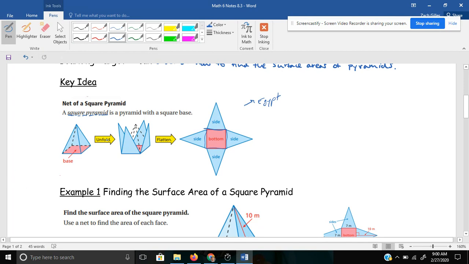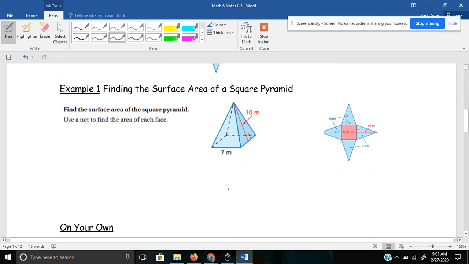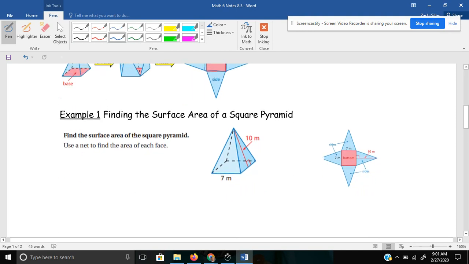When you unfold it and you make a net, this is what it looks like. Kind of reminds me of a flower opening in the morning. But use nets if they help you to figure out the surface area. Let's see one of these examples. It says, find the surface area of the square pyramid. Use a net to find the area of each face.